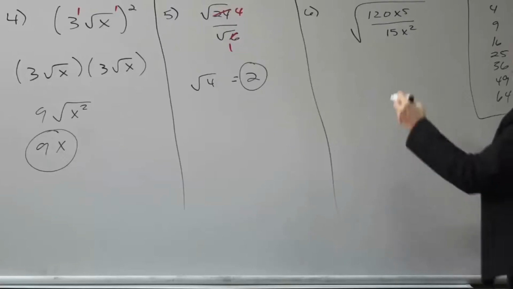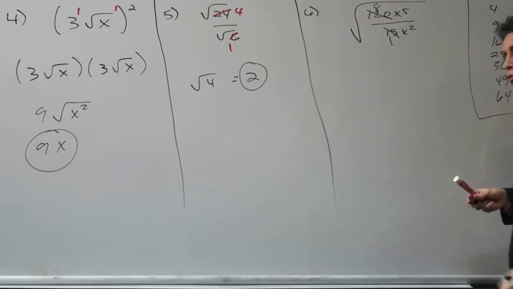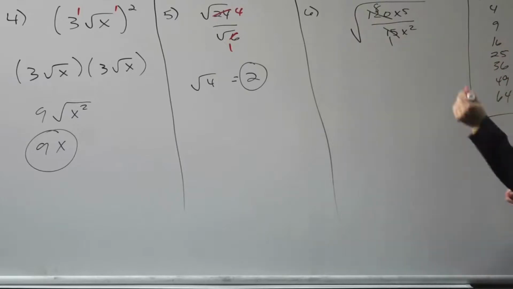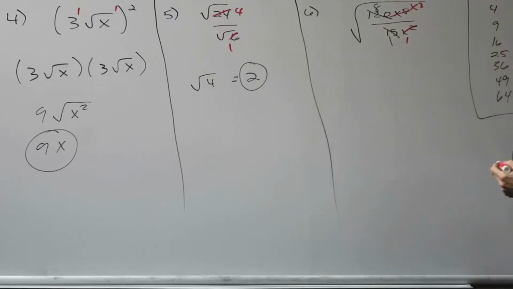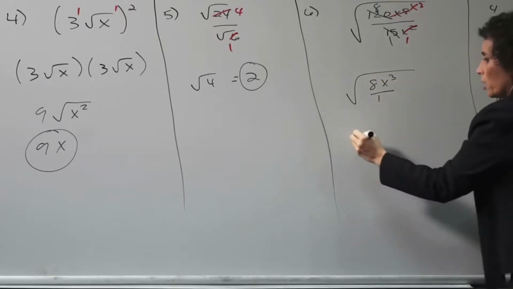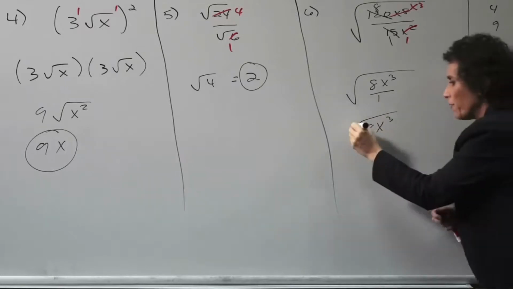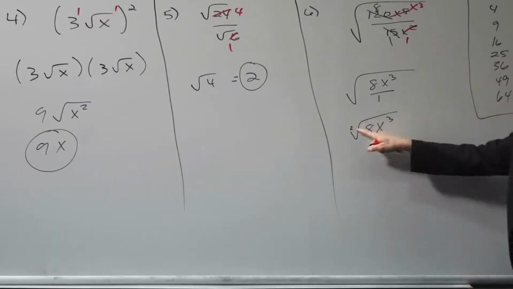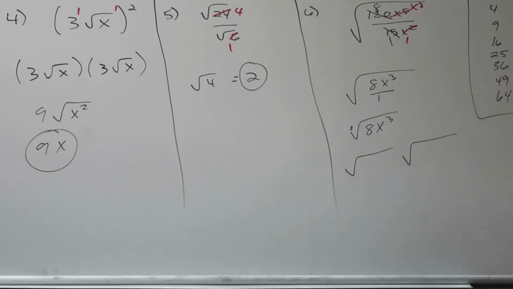Let's take a look at this. We're going to reduce. 15 goes into 15 once. 15 goes into 120 8 times. And there are 3 left on the top. So I have the square root of 8x cubed over 1, which is just the square root of 8x cubed. Now, definitely I have to break that up because this is bigger than 2. Let's see what I have to do with the number. 4 is the biggest perfect square in 8.